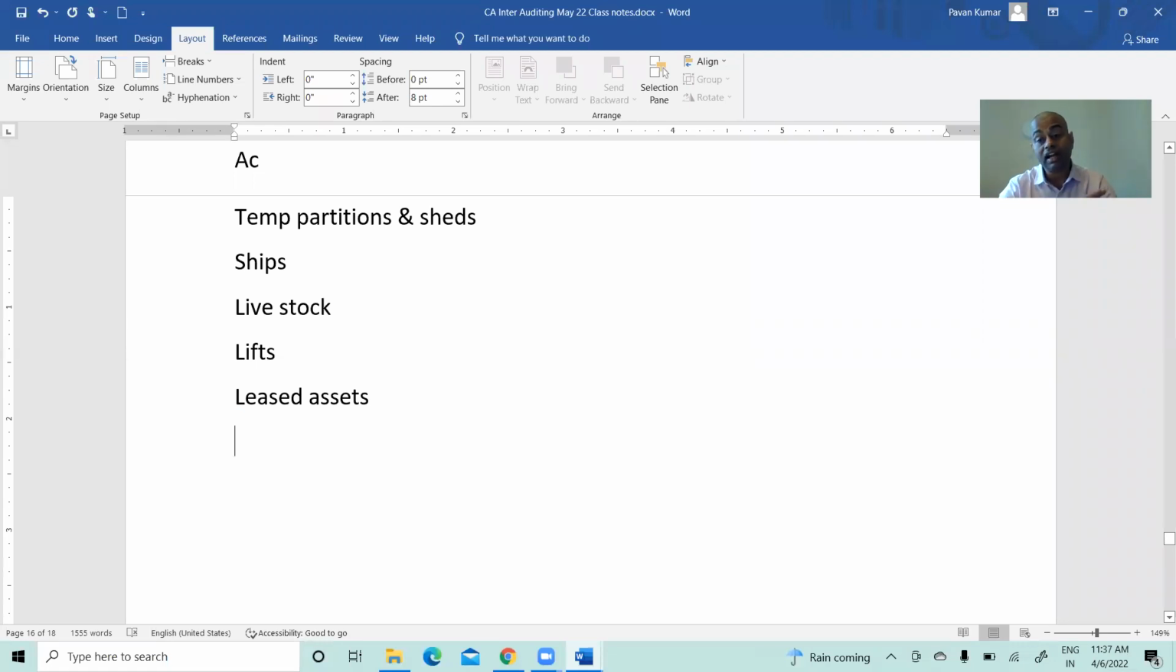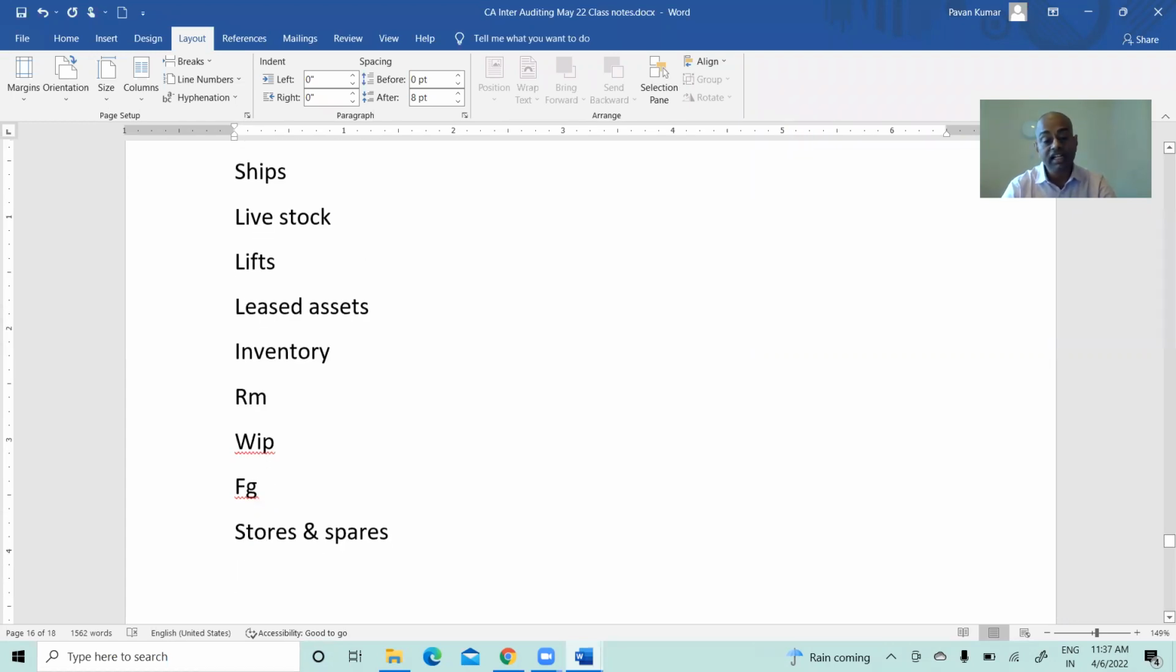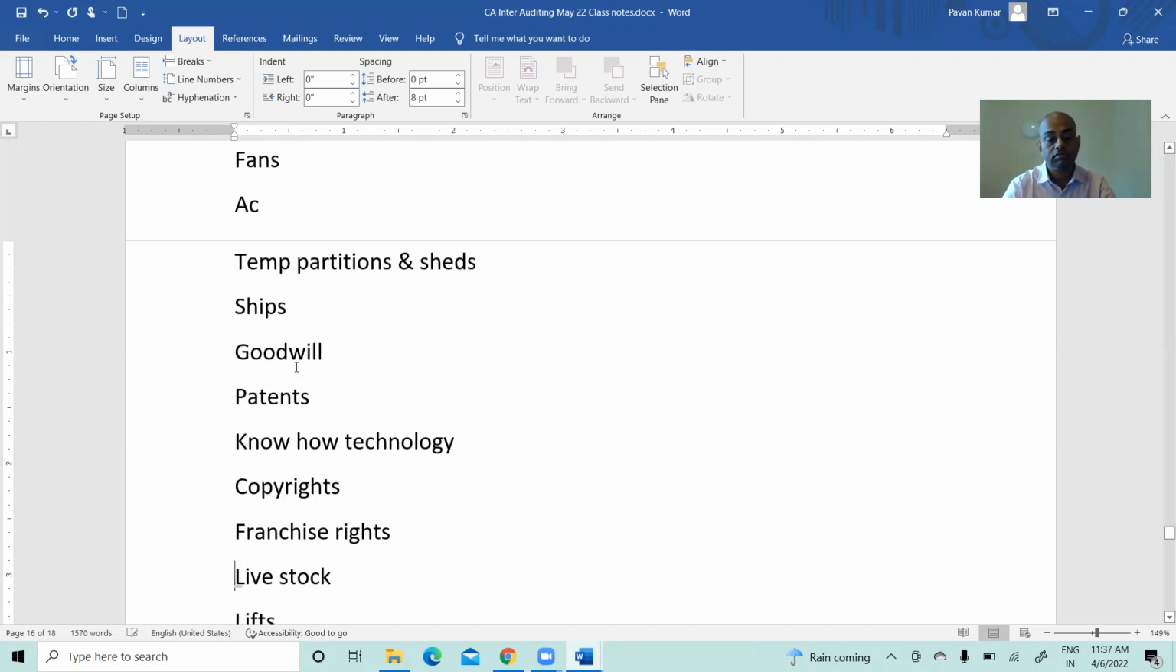Then come to current assets. Under current assets, what all can we write? Inventory. Under inventory, we can write raw material, work in progress, finished goods, stores and spares, accessories. Then in non-current assets, goodwill. Excellent. Intangible assets. Very good. Here you can write intangible assets, goodwill, then patents, know-how, technology, copyrights, franchise rights. All these things you can write.